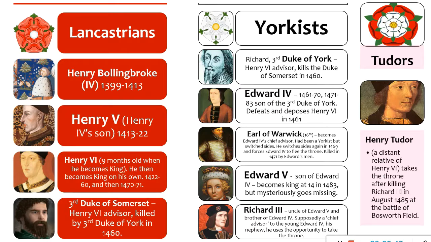Henry Tudor was a distant relative actually of Henry VI, but very distant, and didn't really have a very clear claim to the throne at all, but came over from France in order to kill Richard III at the Battle of Bosworth Field, and established the Tudor rule. The Tudor rule, after the establishment of Henry Tudor or Henry VII, brings to an end the Wars of the Roses.